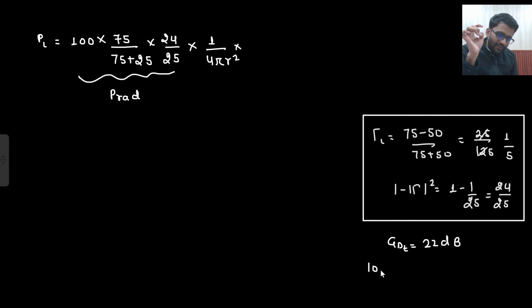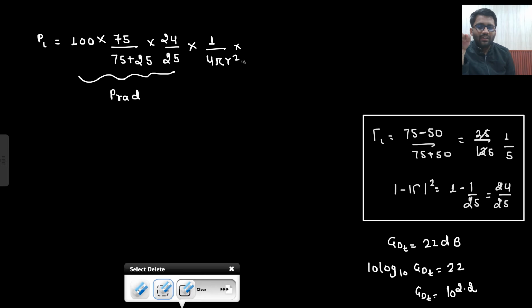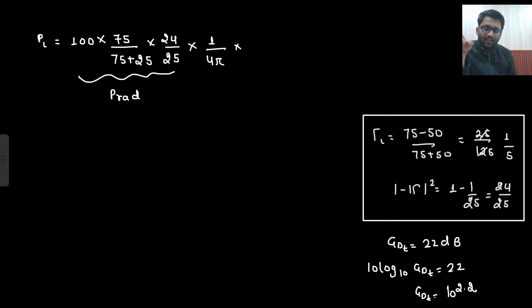So I can write 10 log 10 GD equals 22, so GDT is 10 to the power 2.2. So this is P radiated into 1 upon 4 pi r square. What is the value of r? Value of r is 200 lambda.